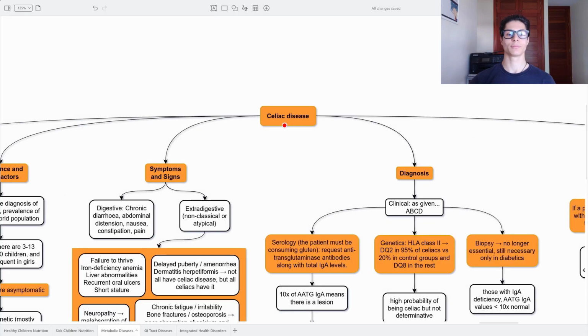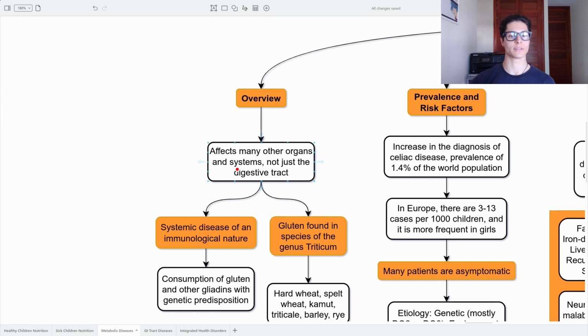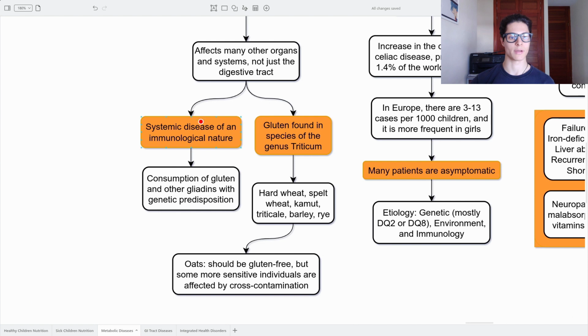And last but not least, we have to talk about celiac disease. It affects many other organs and systems, not just the digestive tract. Very important to remember it. This is a systemic disease of an immunological nature. It is due to a consumption of gluten and other gliadins with genetic predisposition.